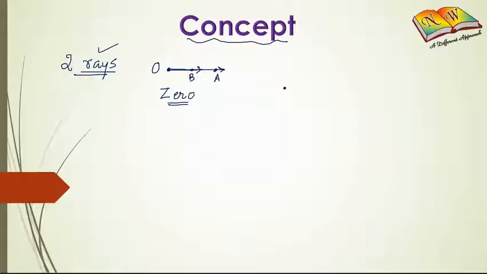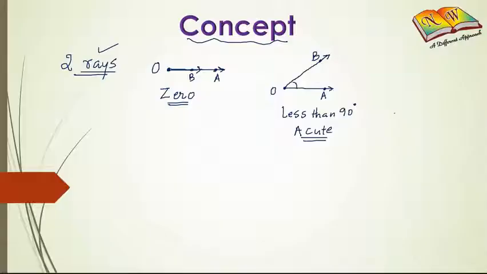Likewise, if the initial point is O and we draw a ray like this OA, and we have another ray OB which makes an angle less than 90 degrees. So what is the angle here? It is less than 90 degrees. Then the angle between these two rays is known as an acute angle.